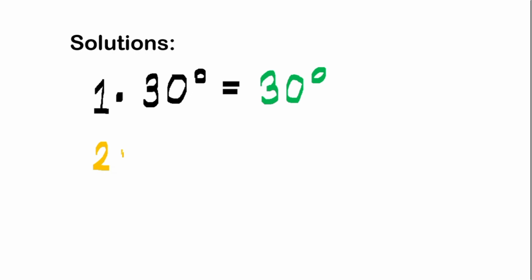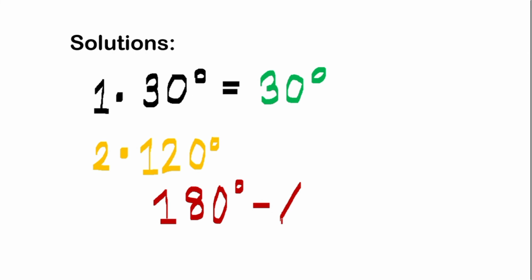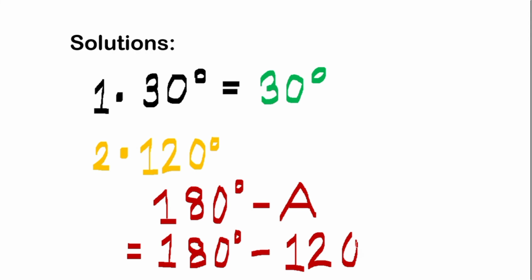Then number 2, we have 120 degrees. So the angle is more than 90 degrees but less than 180 degrees. We use the formula 180 degrees minus the angle. We have 180 degrees minus 120 degrees is equal to 60 degrees. So the reference angle of 120 degrees is 60 degrees.